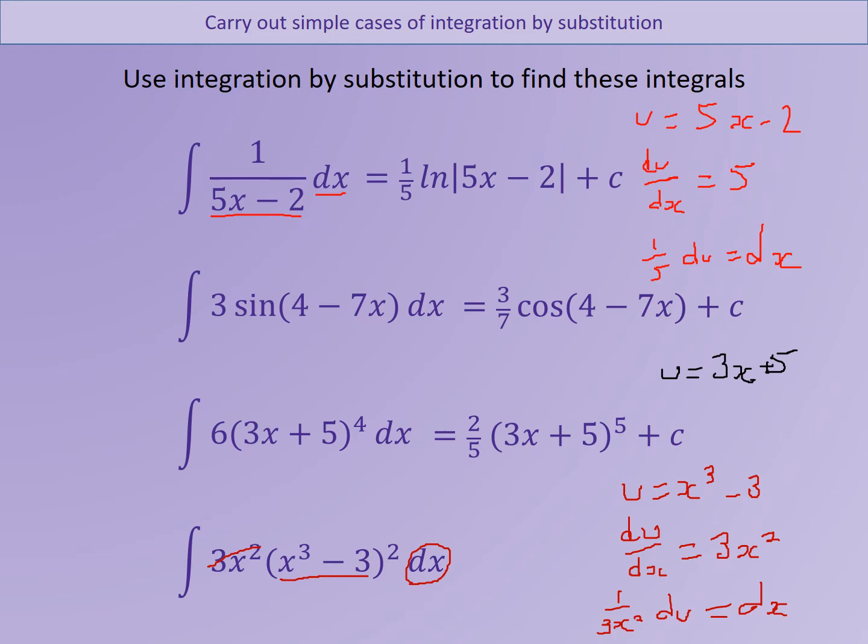And I'm still left with u squared. And u squared is going to go to u cubed over 3, which goes to x cubed minus 3 cubed over 3, which is where you get the final answer from just here. So we get 1/3 (x cubed minus 3) cubed plus c.